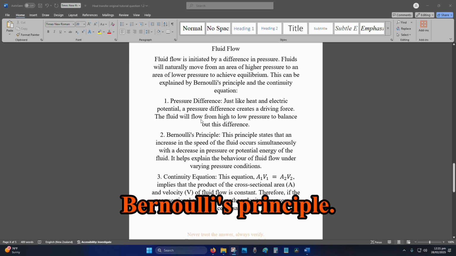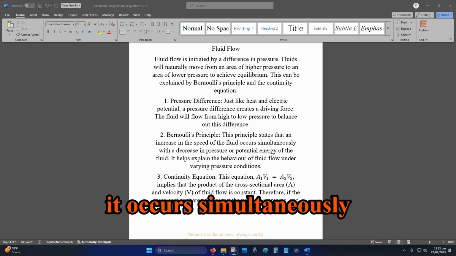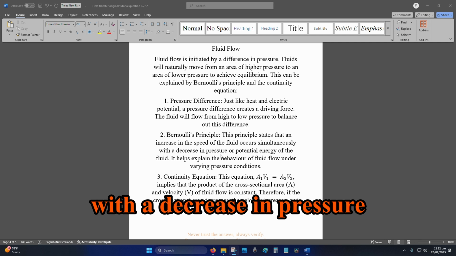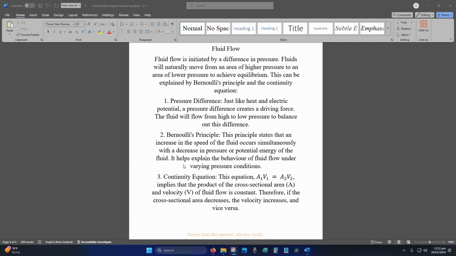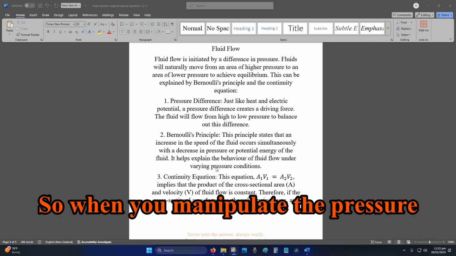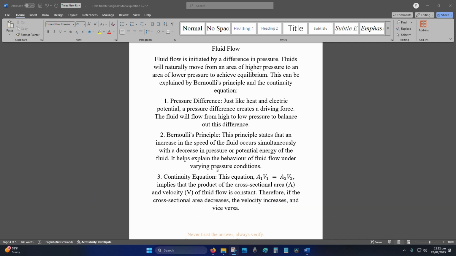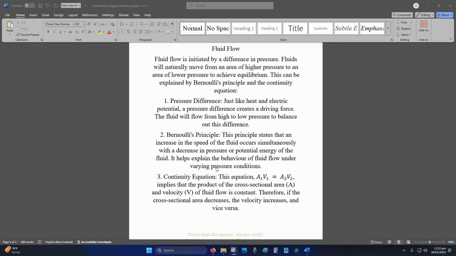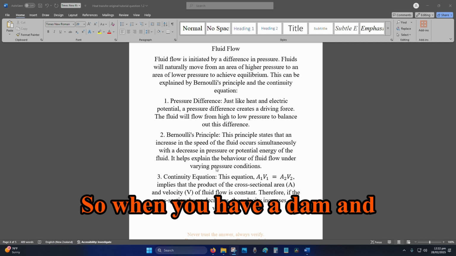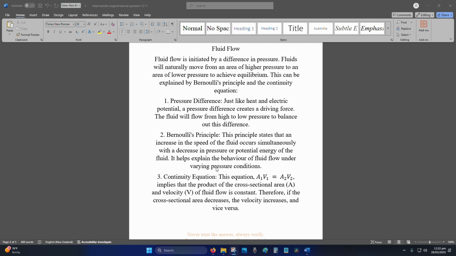We've got Bernoulli's principle. It states that an increase in the speed of a fluid occurs simultaneously with a decrease in pressure or the potential energy of the fluid. So when you manipulate the pressure or the potential energy of the fluid, you can change the speed. This is helpful for dams. When you have a dam and then you release the water, it turns the turbine, which creates electricity.